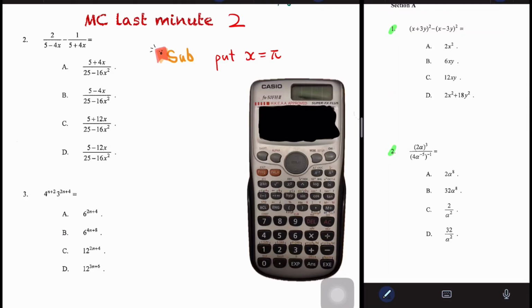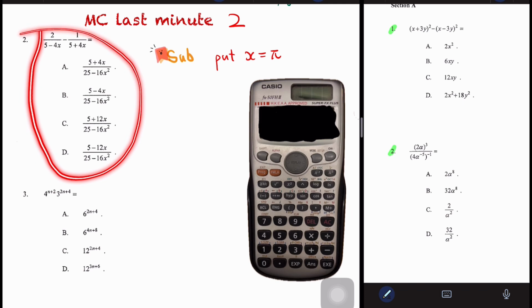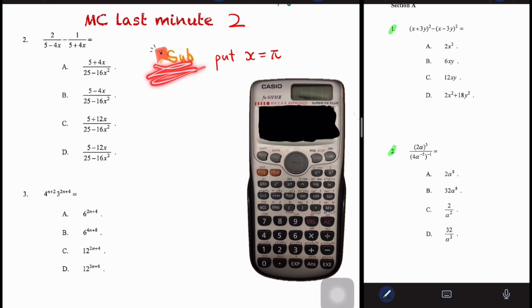MC2 is about factorization and index. So for those questions, you can see here, you just put X and put Y, substitute, okay? Put X, and for this one here, put X and put Y. You just let a number to that.